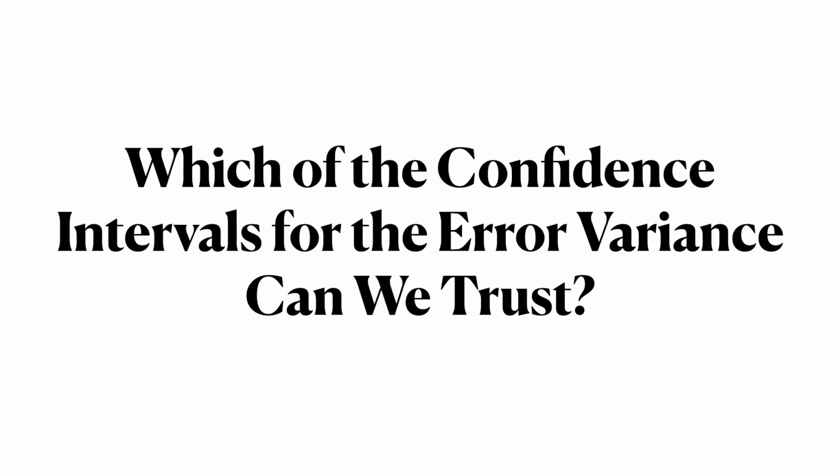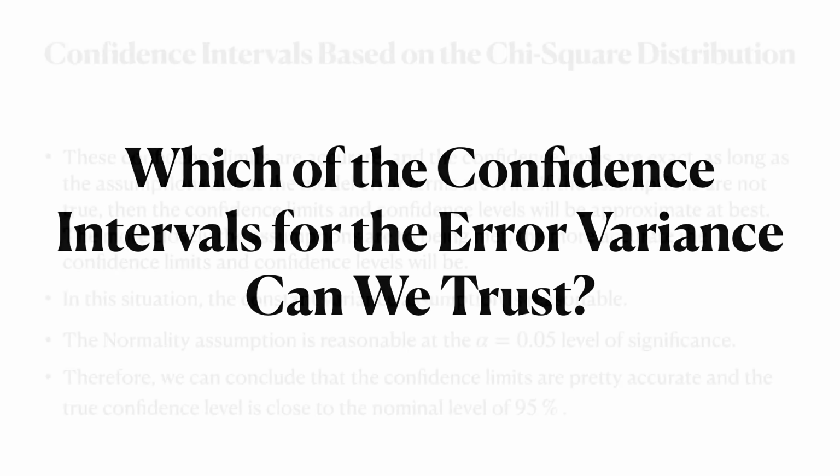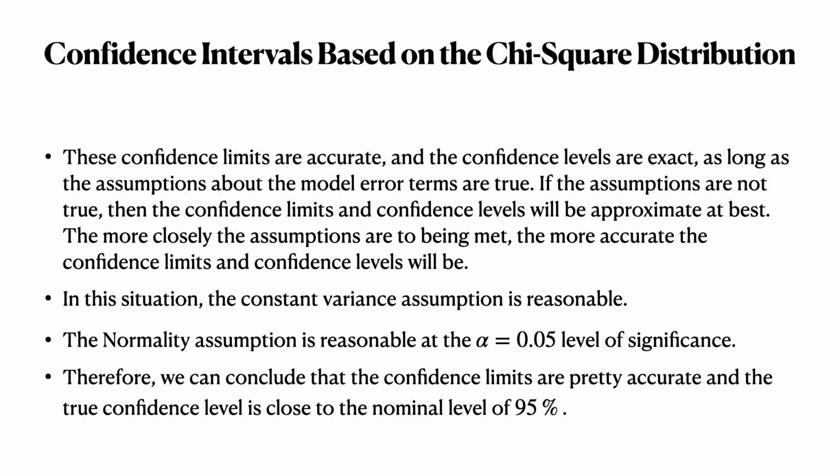So which of the confidence intervals for the error variance can we trust? Can we trust either of them? With regard to the confidence interval based on the chi-square distribution, these confidence limits are accurate and the confidence levels are exact as long as the assumptions about the model error terms are true. If the assumptions are not true, then the confidence limits and confidence levels will be approximate at best. The more closely the assumptions are to being met, the more accurate the confidence limits and confidence levels will be.